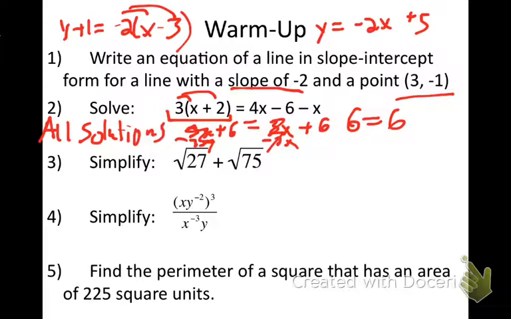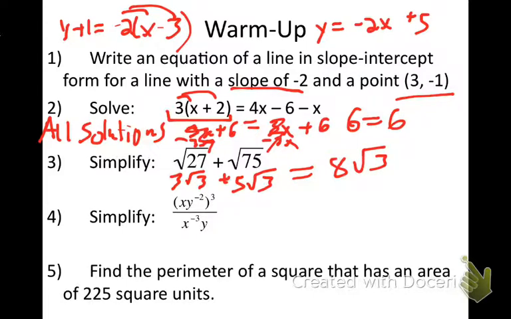And number 3, simplifying radicals. We're always going to find the perfect square. Square root of 27 breaks down as 3 square root of 3. Square root of 75 would break down to 5 square root of 3. Now I can combine them. 3 plus 5 gets me 8, and still square root of 3.